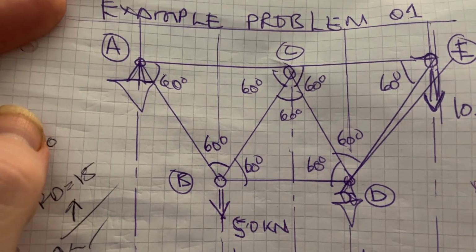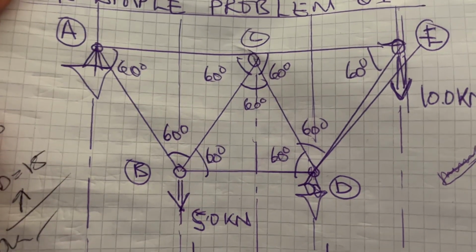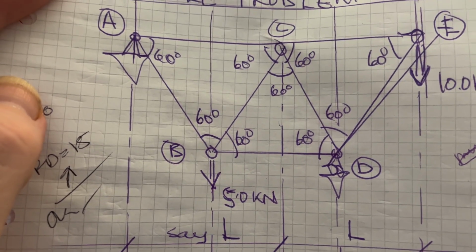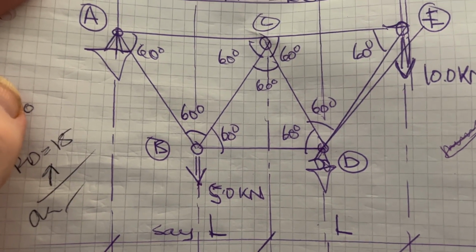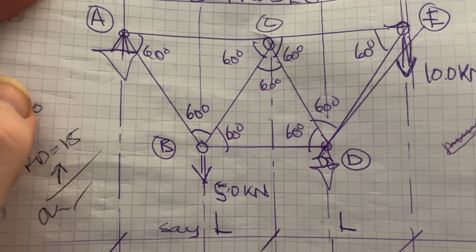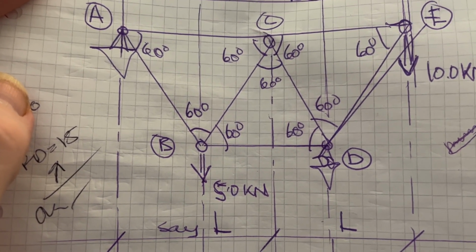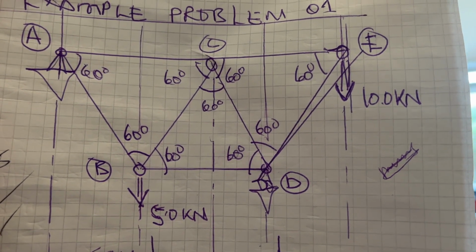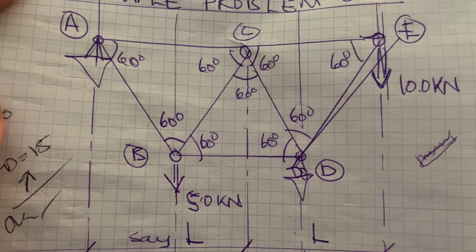So we've got A, B, C, D, E, pin support at A, roller pin support at D. And then we've got a 5 kilonewton vertical download at B, and a 10 kilonewton vertical download at E.